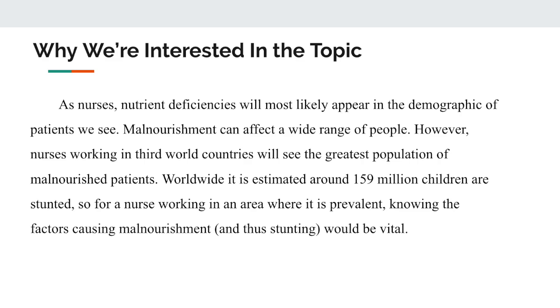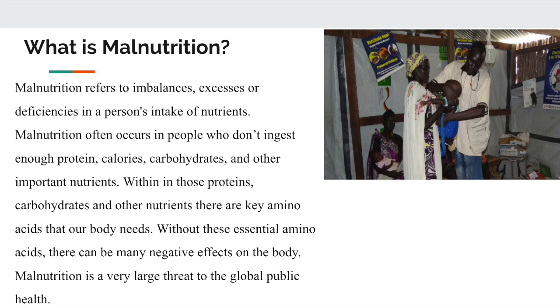We also thought this topic may be of interest to those who want to work in a different country, where malnutrition could be more prevalent. Malnutrition is when the body is not receiving the right amount of nutrients, whether it is too much or too little. It occurs most commonly in people who do not take in enough proteins, calories, or carbohydrates. Within these proteins, there are many amino acids that are essential to the body. If the body is not receiving these amino acids, there can be severe negative effects.